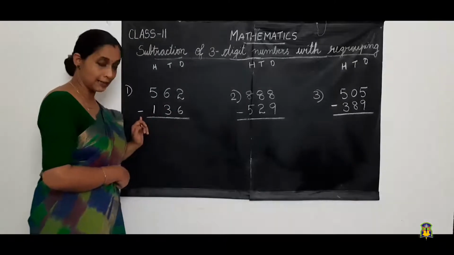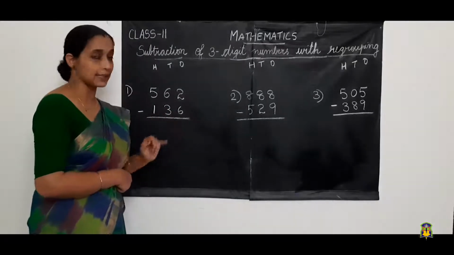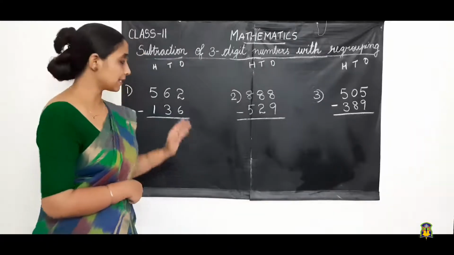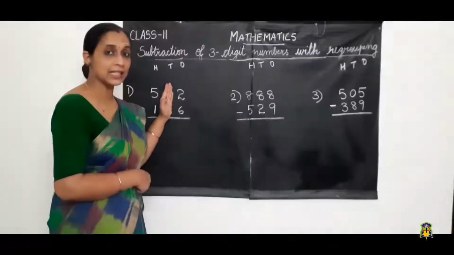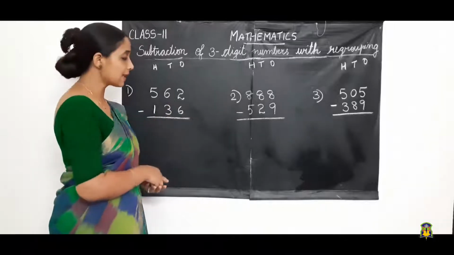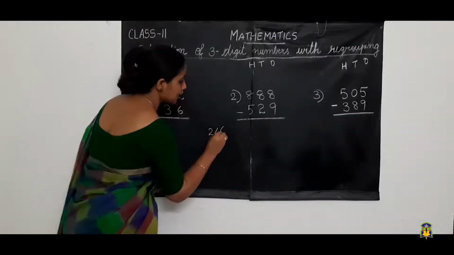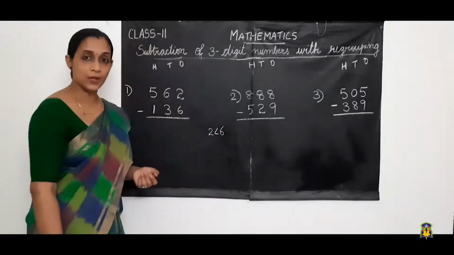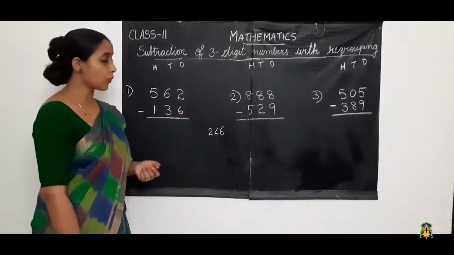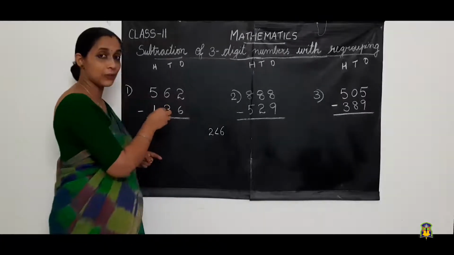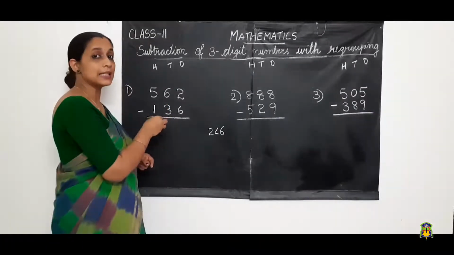562 minus 136. We are doing the subtraction in ones place first. See, in ones place we have the digits 2 and 6. Here 2 is less than 6. So subtraction is possible? No. So what we have to do? We have to borrow. From where? To the very next place, that is from tens place.